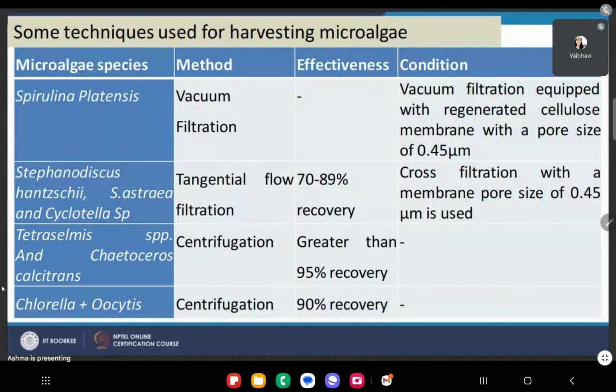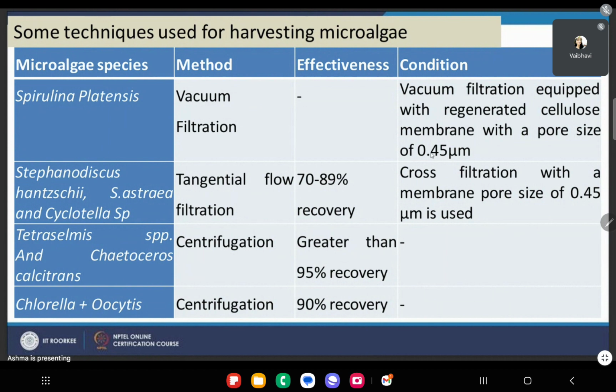Next, we have some techniques used for harvesting microalgae. The first strain is Spirulina platensis. For this, we use vacuum filtration, and the condition is that the vacuum filtration is equipped with a regenerated cellulose membrane. After filtration, we can regenerate the cellulose membrane, and the pore size of the membranes is 4.45 micron.